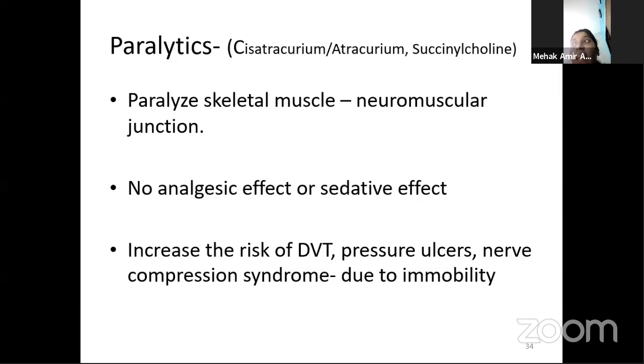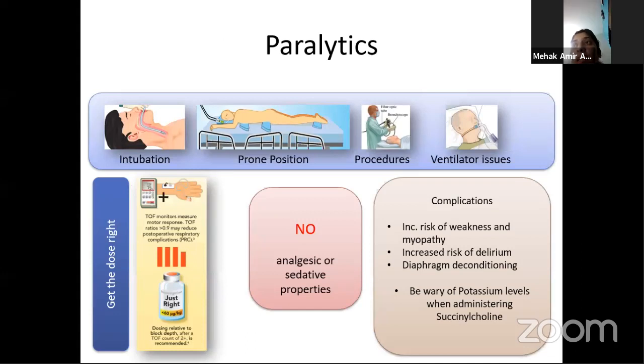With the paralytics, the side effects are that it increases the risk of deep vein thrombosis, as the patient is not moving, the skeletal muscles are blocked and paralyzed. There is also the risk of pressure ulcers and nerve compression syndrome. So as a nurse, we should consider positioning of the patient to reduce the risk, passive physiotherapy, and DVT stockings. We need to cater to those things, and we need to intervene with these interventions.